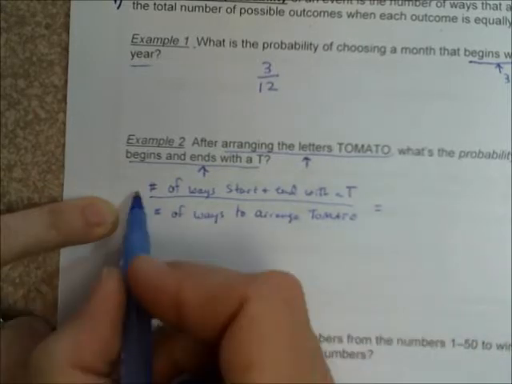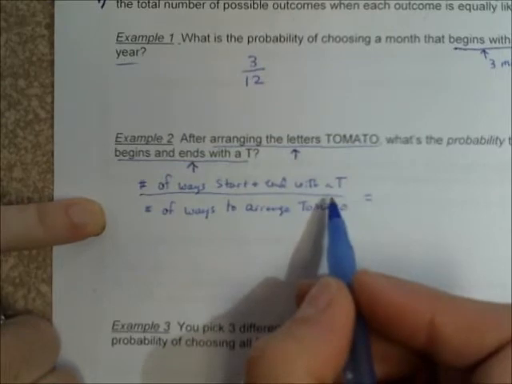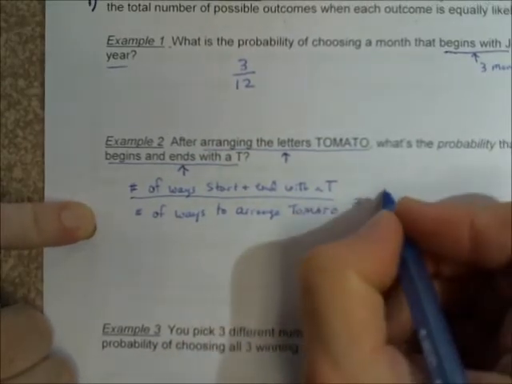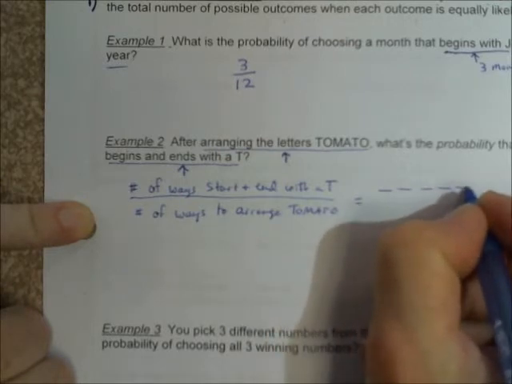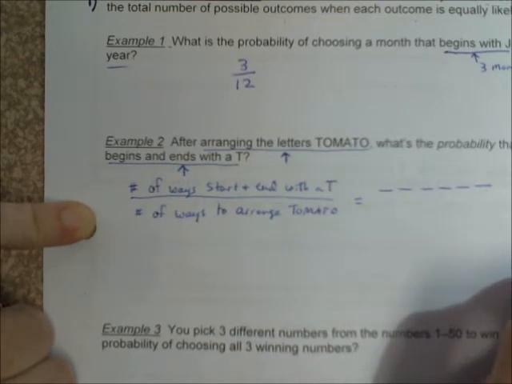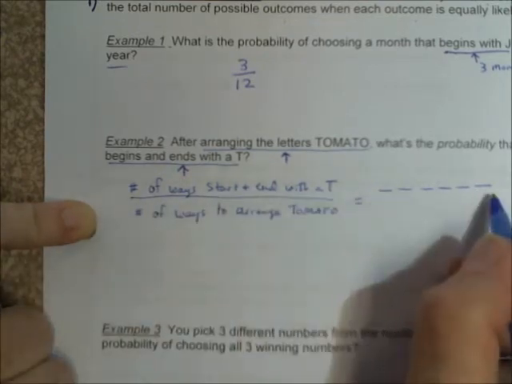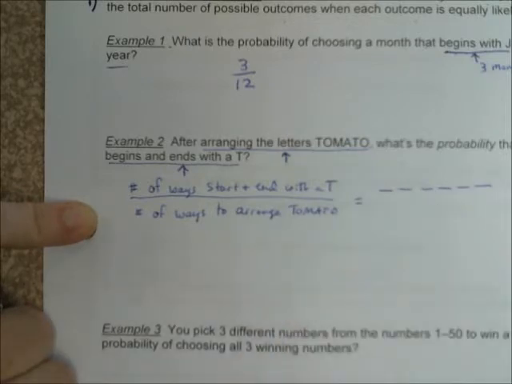So what you have to do now to figure out how many different ways to start and end the letters of tomato with a T is, if you remember yesterday, I put a little dash for each letter of the word tomato, T-O-M-A-T-O. I've got 6 dashes. And what we want to do is figure out how many different ways you can arrange these letters to start and end with a T.